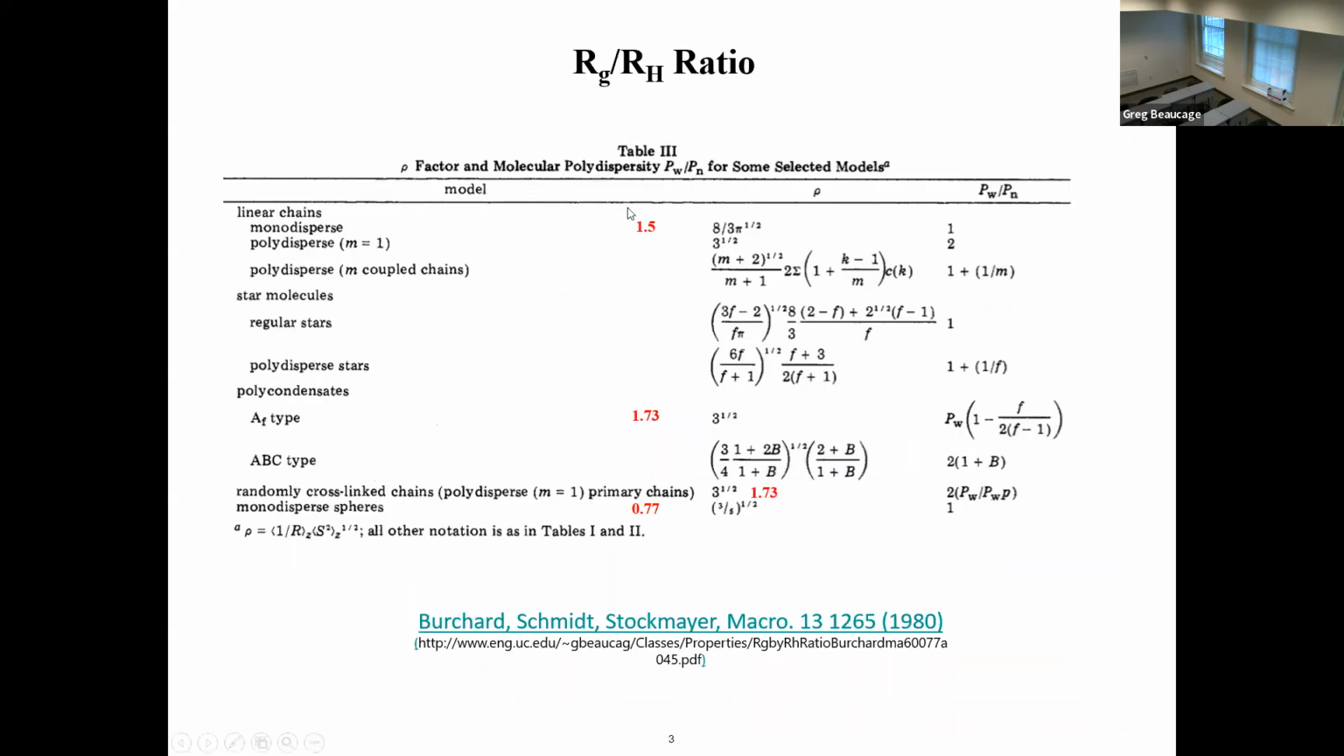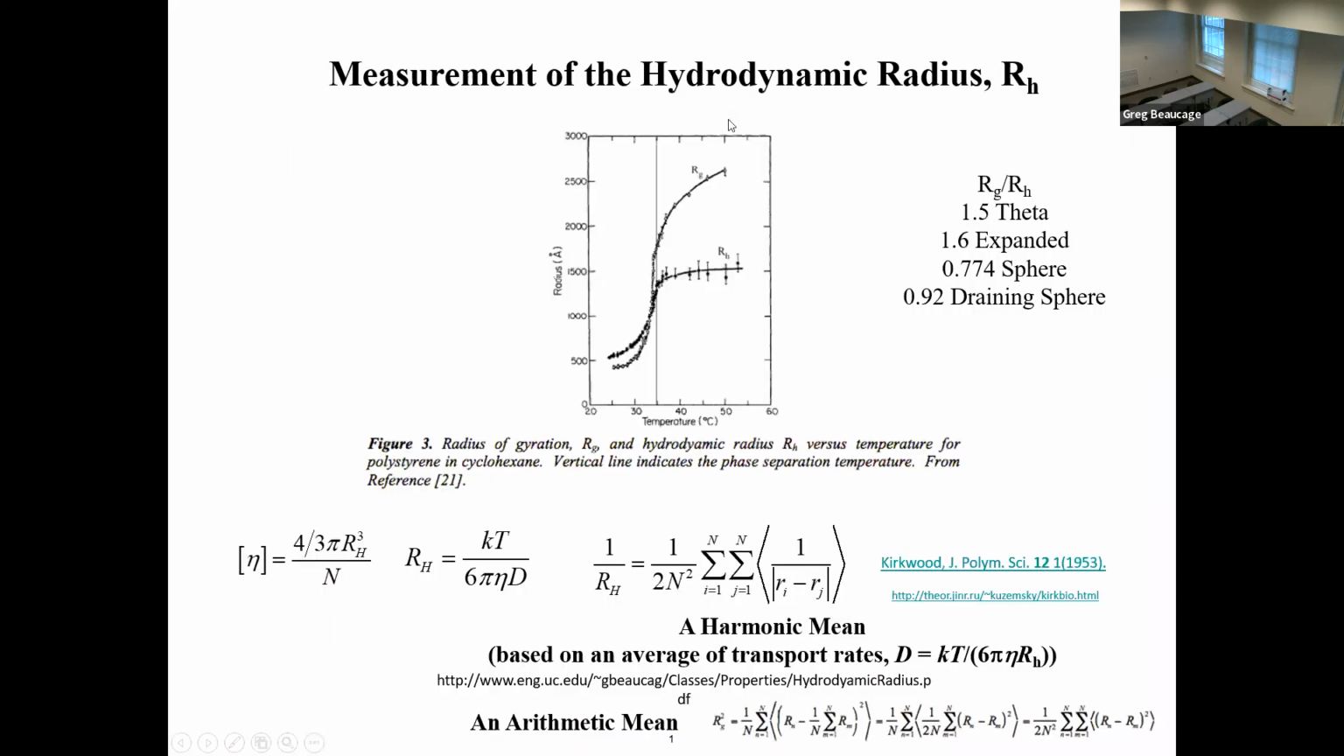1.5, I mean 1.5, not 0.5. And then for other objects like branched ones, you can get different ratios. This RH to RG ratio, people use it as a test to see what the material is, see what the thing is.